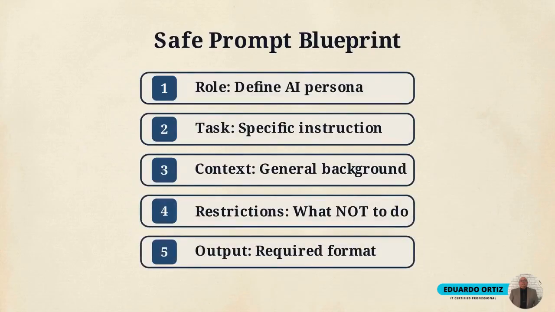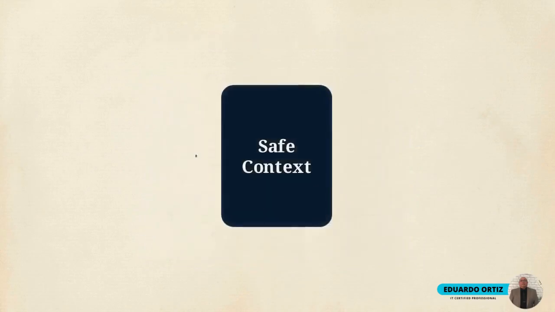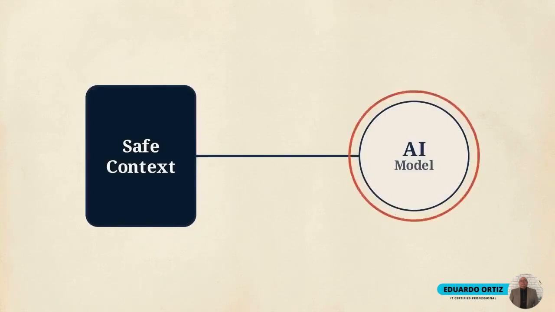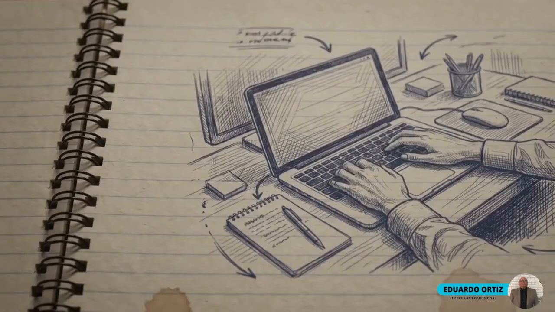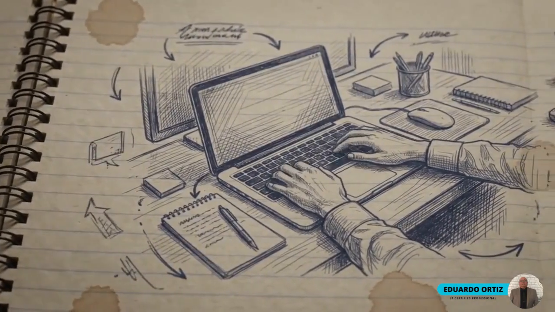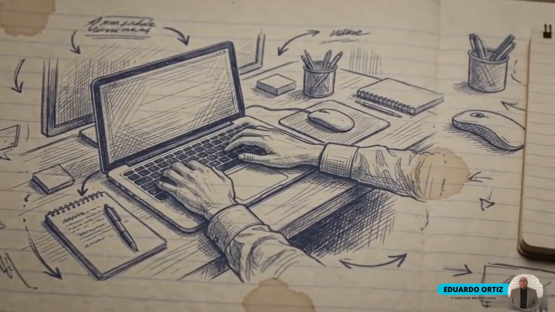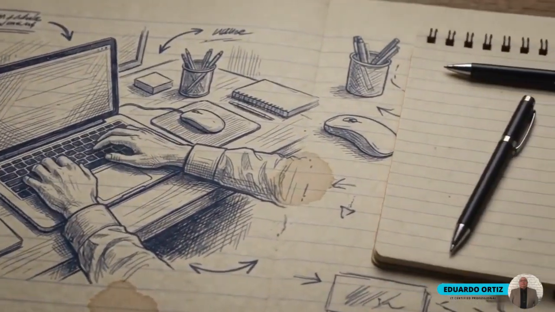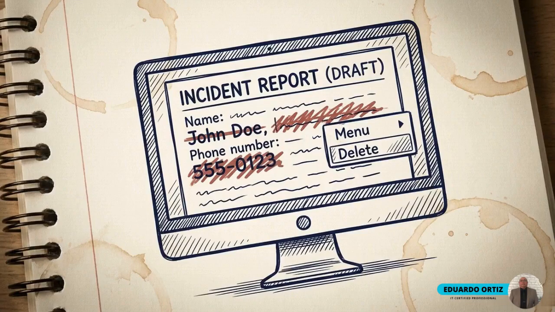We address this using a 5-part blueprint. This allows the AI to process requests using only general context. By following this specific assembly process, you can maintain a high security posture while utilizing the tool for daily tasks. Step 1 happens before you even open the AI application. You have to scrub the data.